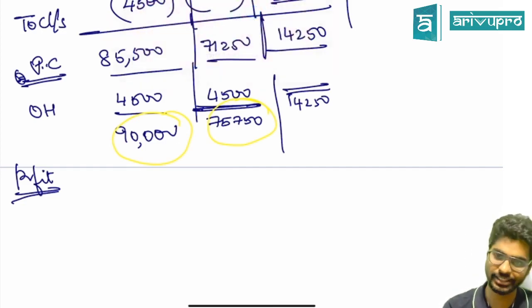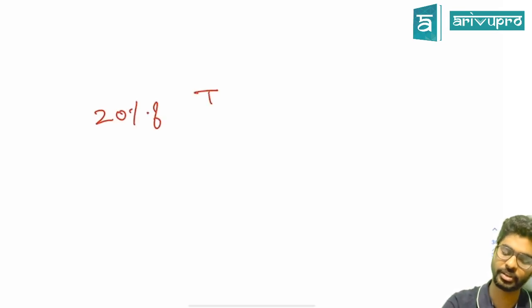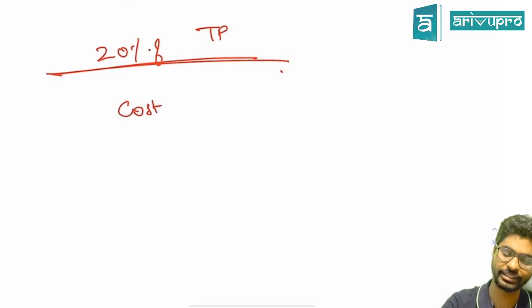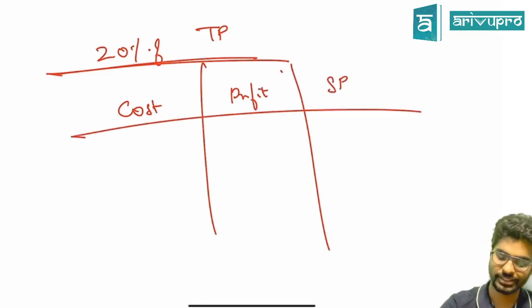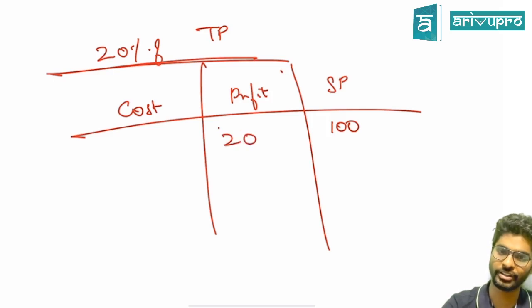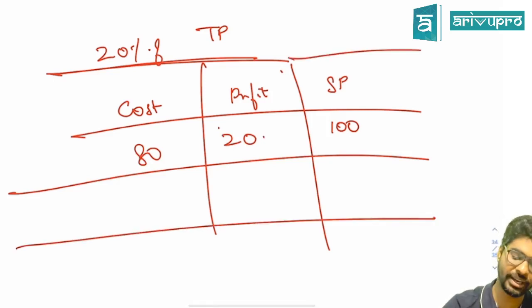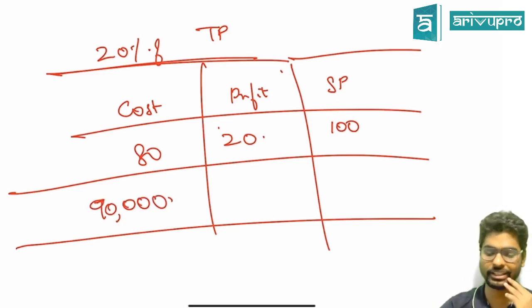Guys, again they are saying it is 20% of the transfer price. The moment they say transfer price, what do you do? Again write the table: cost, profit, selling price. Selling price is 100, profit is 20, therefore cost is 80. Now I will take my cost price as 90,000. I'll take my cost price as what? 90,000.